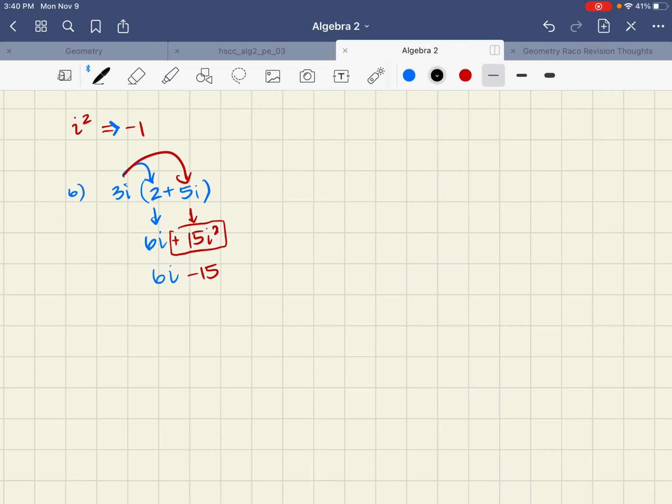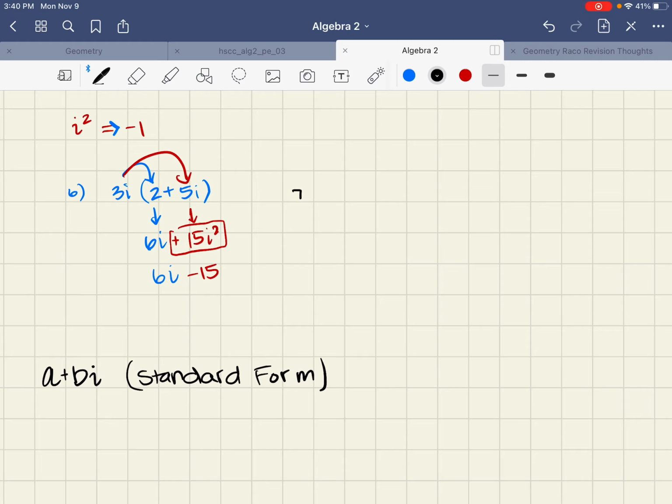Now, at this stage, I just want to remind people that a plus bi is the standard way of writing a complex number, and we call this standard form. So you're expected to be writing your answers this way. It's kind of like simplifying fractions. We just expect it to be written this way. Not the best example, but that's the way we write the numbers.